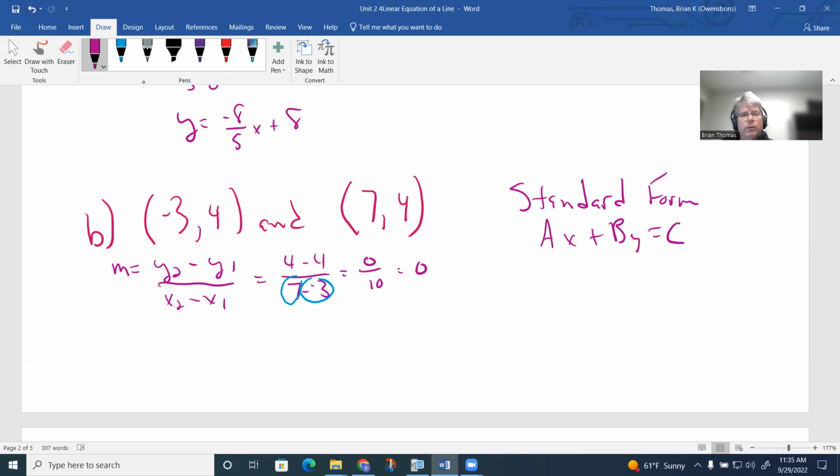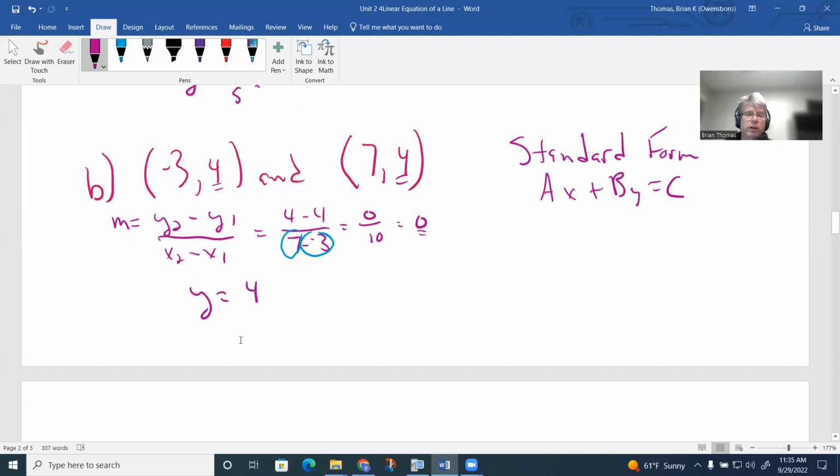Notice though, the slope was 0. That tells me this is a special line. Notice how the y values are 4. So this tells me that our equation actually is simply y equals 4. So we're kind of done. Notice how there isn't a coefficient of x to worry about. There aren't any fractions. The y's on one side, the c's on the other side. So that would be in standard form. And since it's also solved for y, that would also be in slope intercept form. So it actually satisfies both of them.